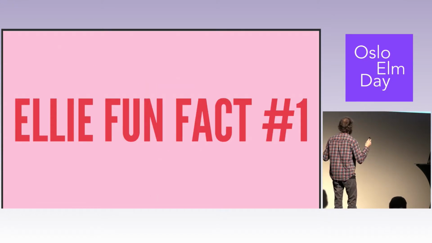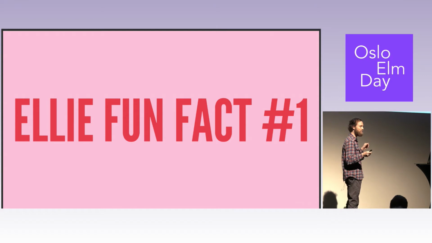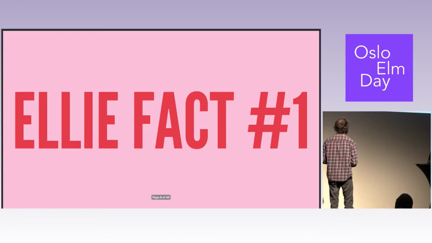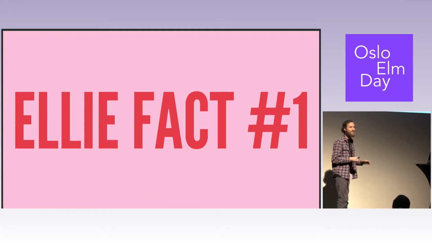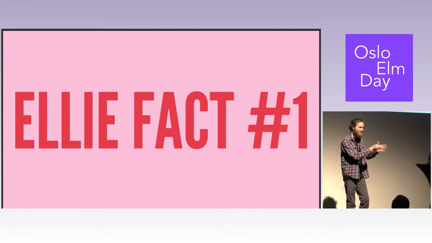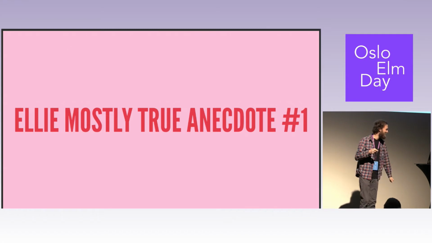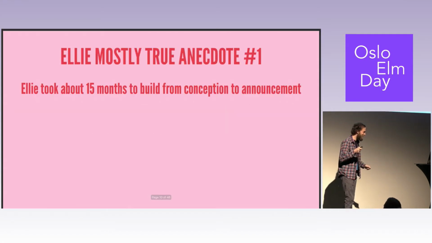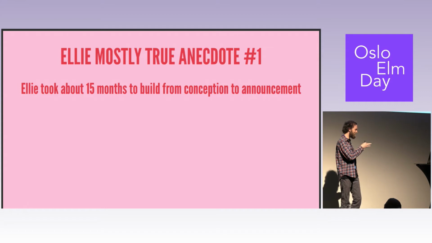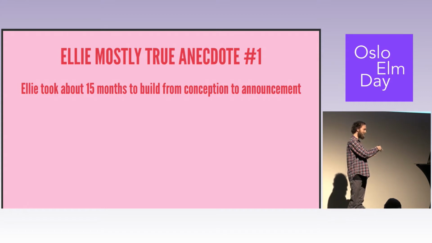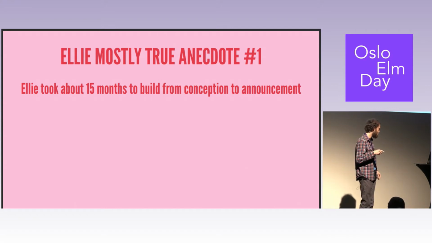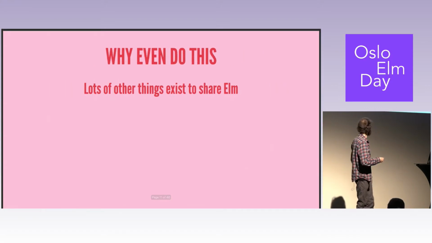So Ellie fun facts number 1. There'll be a couple fun facts, but they're just kind of regular facts. They're not really that fun. So Ellie fact number 1, and also since we're not in the United States and fact means like things that are absolutely true, we'll call it like Ellie mostly true anecdote number 1. So Ellie took about 15 months to build from like having the idea to announcing that it was ready to use. And that's probably related to the next thing.